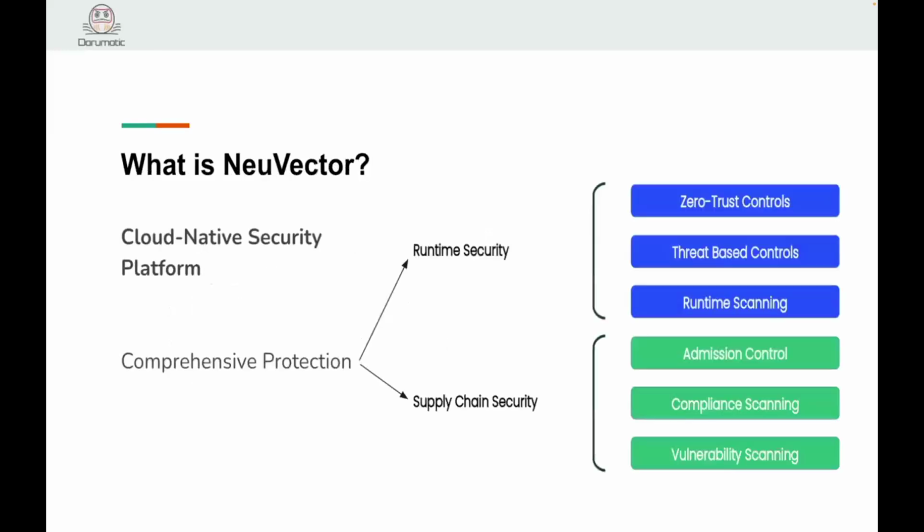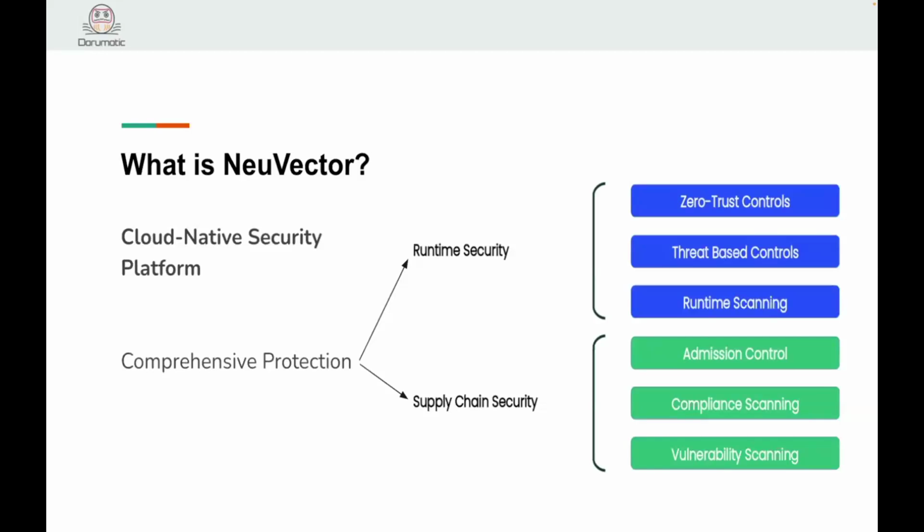So what is NeuVector and what does it do? NeuVector is a cloud-native security platform and has been built from the ground up, thinking of native cloud-native architectures. What it does, basically, is provide security in the supply chain and the runtime. It has two big groups of features, let's say.